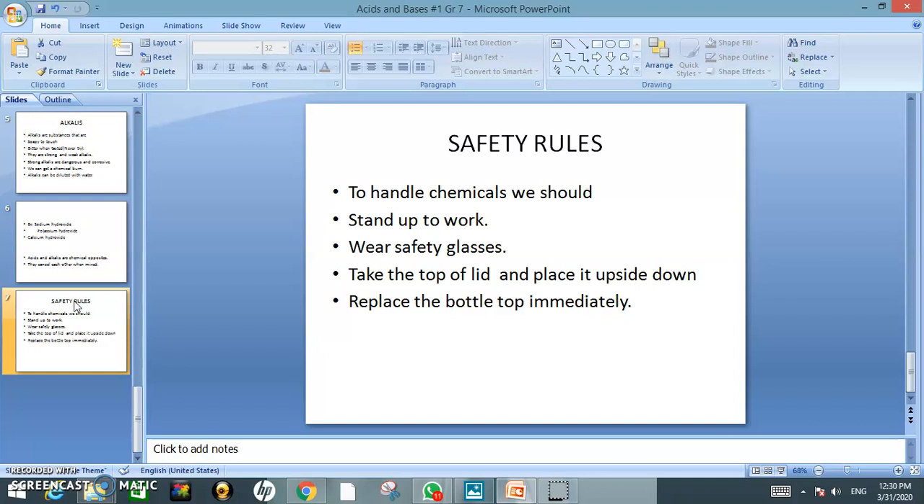The reason why you must stand up to work is that, because we are all students, sometimes the chemicals can react suddenly, or you could make a mistake, or even I could make a mistake, while doing an experiment. So if we are sitting and there is an explosion, or if something spurts, it will come directly to our eyes. When we are standing, the chance is minimized.